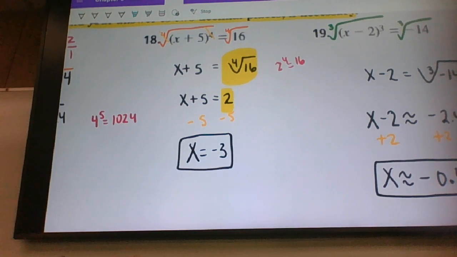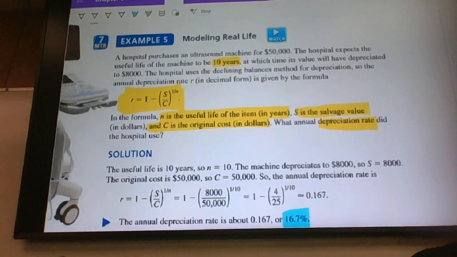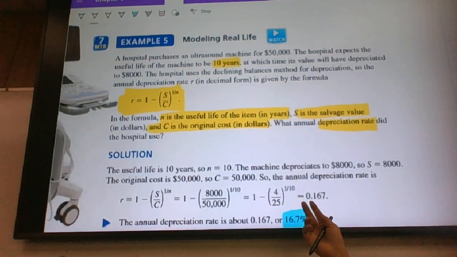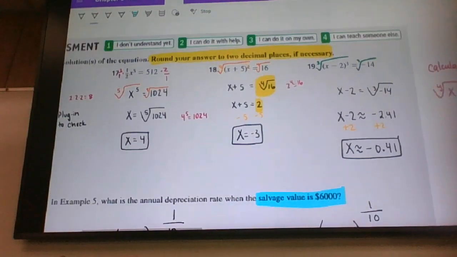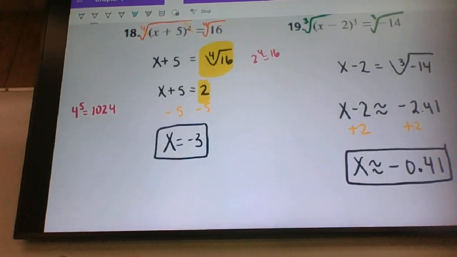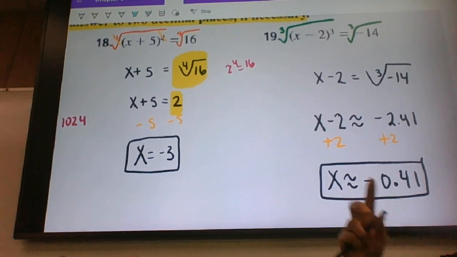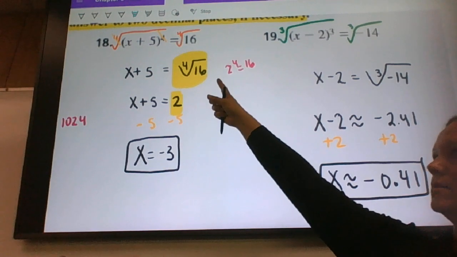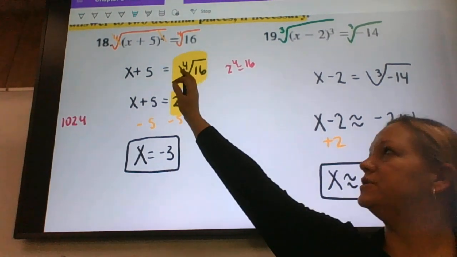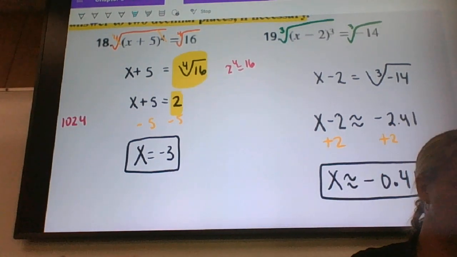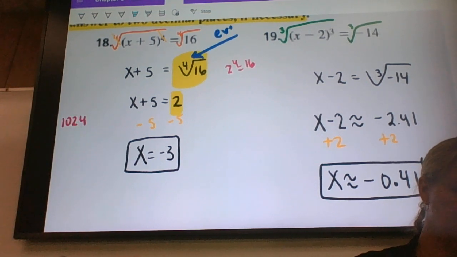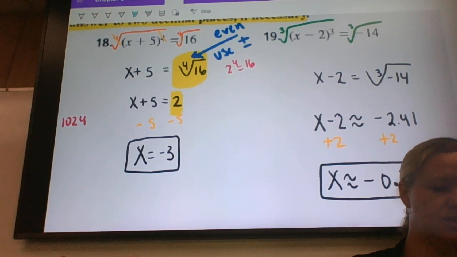Yesterday, in the video I posted, I talked about this rate of depreciation. And then I did these problems. It was here that I actually had an error on number 18. Whenever you do an even root, you have to use a plus or minus sign. Okay, so I'm going to fix this right now for you guys.